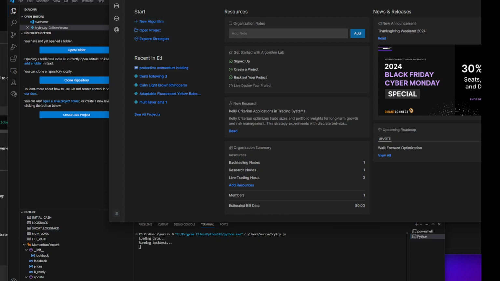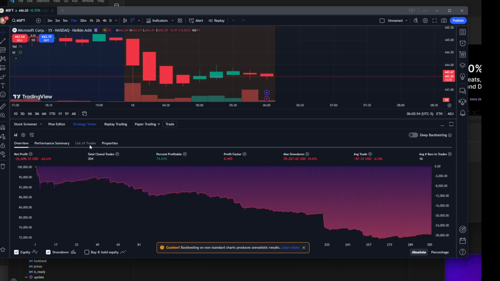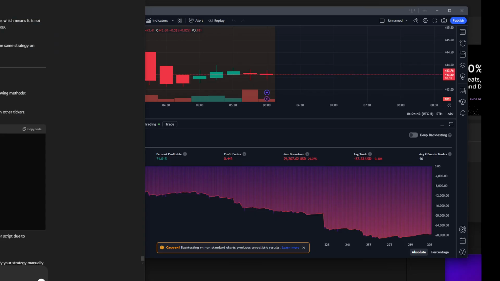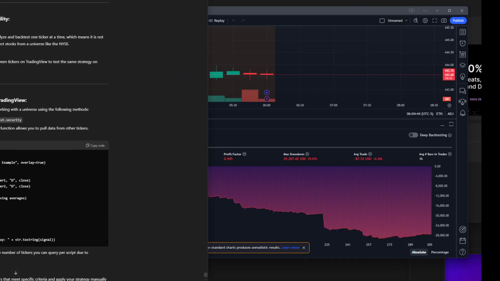Let me see actually. The thing about TradingView is I'm pretty sure you can only do one ticker at a time, maybe. I don't think it can select from a whole universe, which would be New York Stock Exchange or NASDAQ or something. At least I don't think so. I can try. All right, so ChatGPT says you can simulate it.